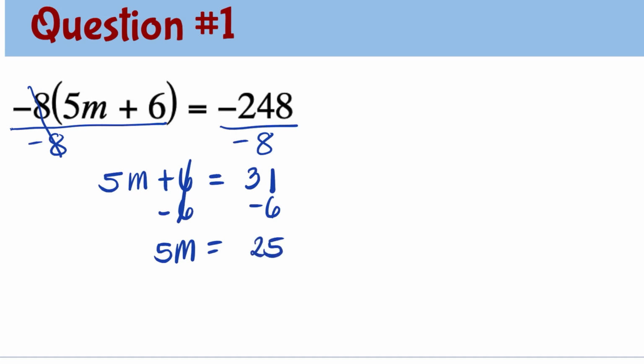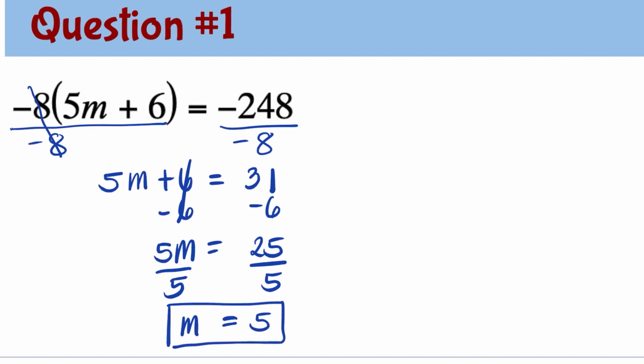And what's the next step? Dividing both sides by 5, because division is the inverse of multiplication. 5 divided by 5 is 1, so we have 1m is equal to 25 divided by 5, which is 5. So the m value here that will make the equation true is m is equal to 5.